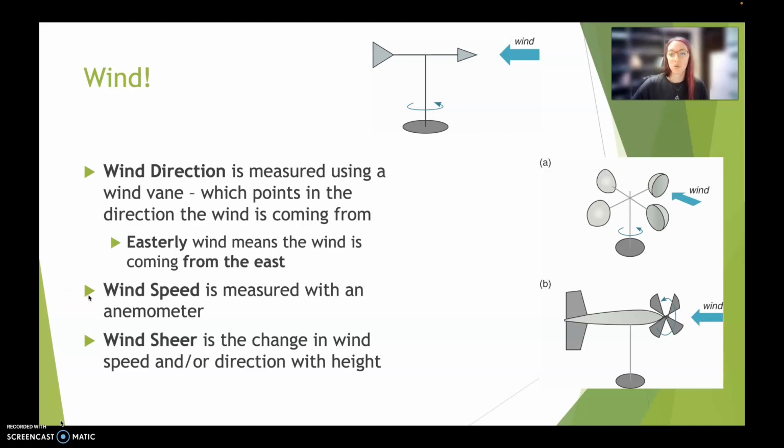So wind direction is measured using a wind vane. And a wind vane points in the direction in which the wind is coming from, right? So in this picture in the top, there's a little arrow here, right? And that arrow can move around, but it points into the direction that the wind is coming from. It's almost as if it's a plane going directly into the wind.